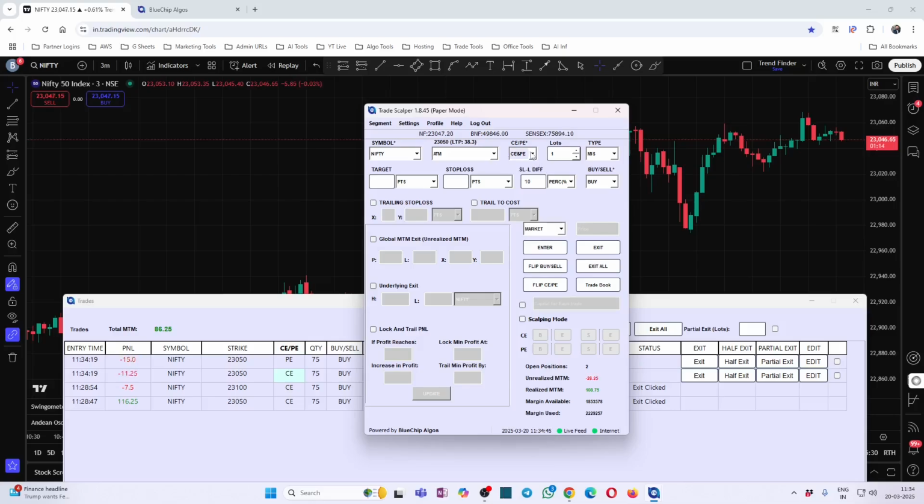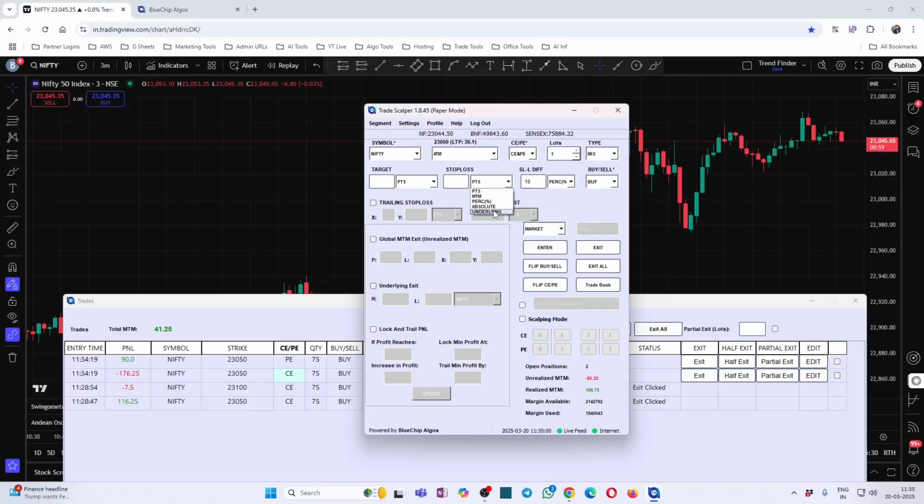So that's the third change. And of course, you all know about the number of lots, MIS or NRML, buy or sell, and then the SL-L difference, which is nothing but the difference between the trigger price and the limit price. And then the stop loss and targets, these are also existing features only.